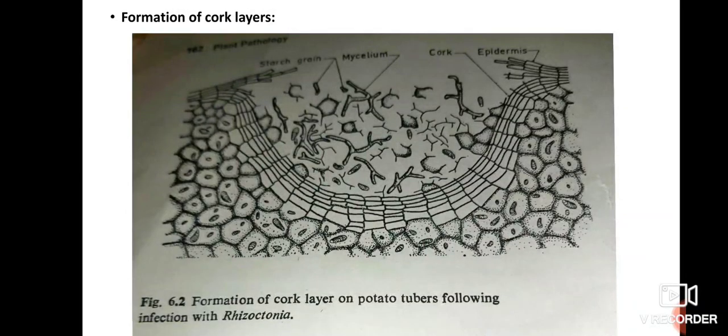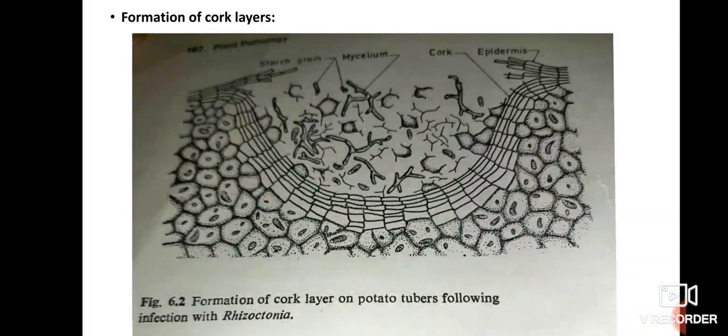First is formation of cork layer. In the Rhizoctonia disease of potato tuber, following infection, cork layers are produced just below the area of infection. This diagram is showing the formation of cork layer. This layer prevents further invasion by the pathogen.